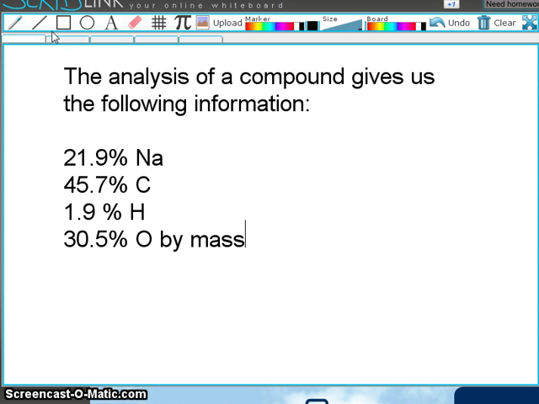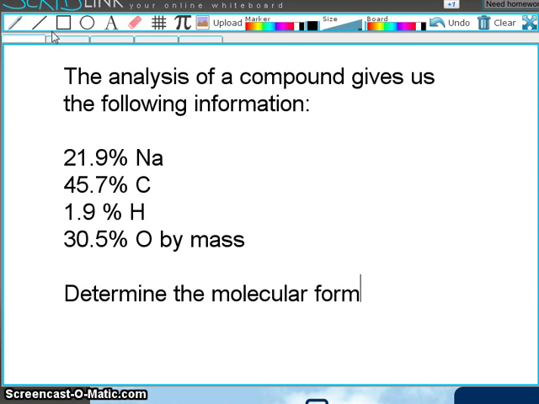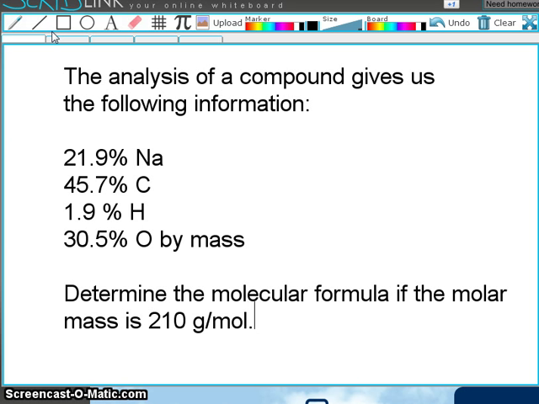So there's one more piece of given information which I should write down. Actually the question is, determine the molecular formula if the molar mass is 210 grams per mole. So when it says 210 grams per mole, it is the molar mass. It is the molar mass of the molecular formula. So that's what they're saying.